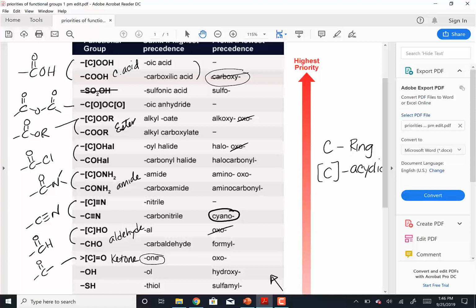So what we really have to focus on or think about is how you handle each functional group that has these little idiosyncrasies, like amines, like esters.